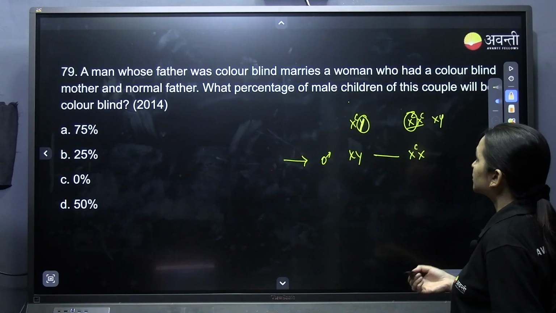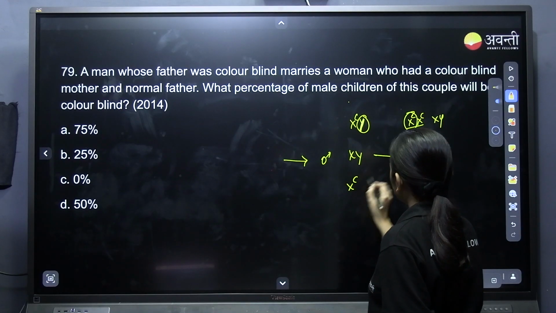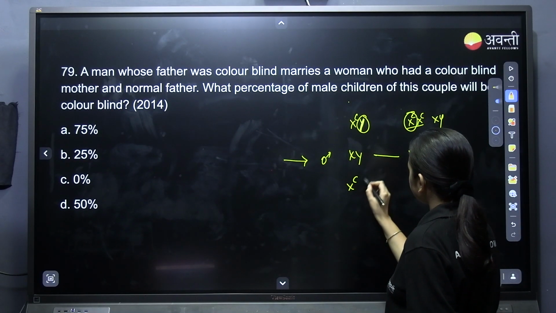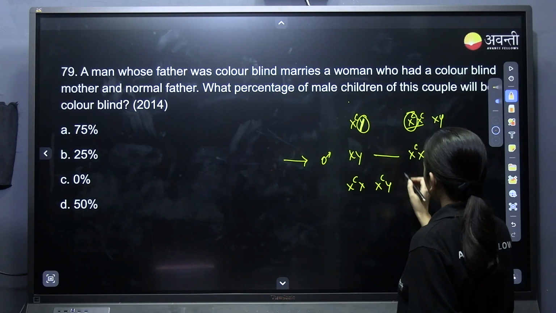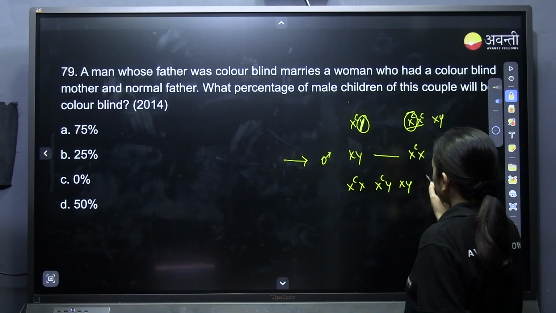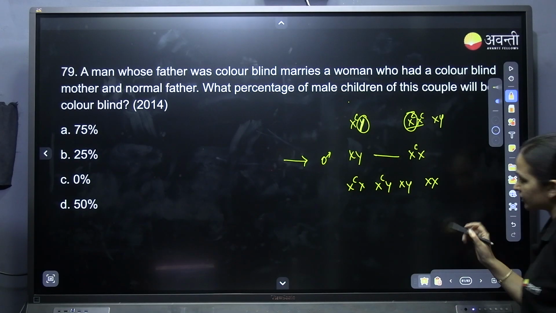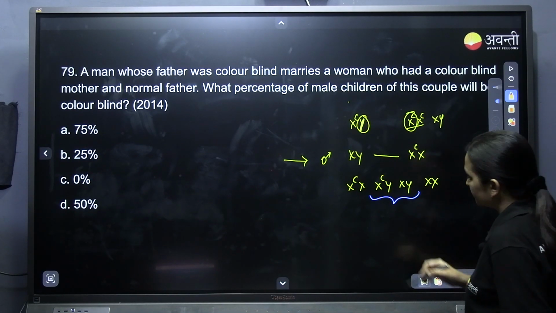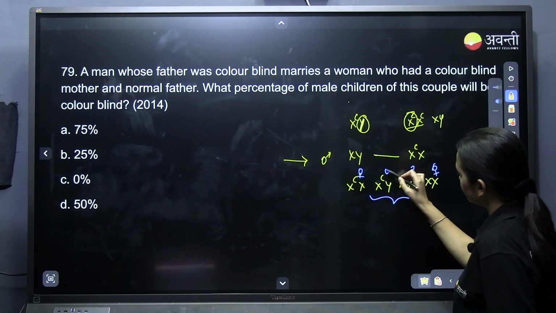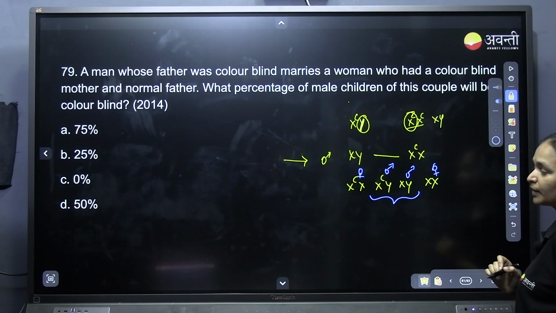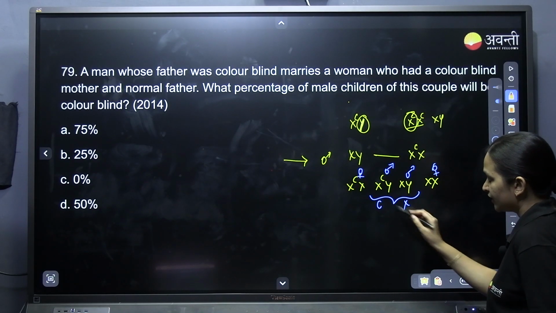What percentage of male children of this couple will be colorblind? Now just cross it. XE X, XEY, XY and XX. So we need to find male children only. So this is female, this is female, this is male, this is male. What percentage of male children are colorblind? One is colorblind, one is not colorblind, which means 50%.